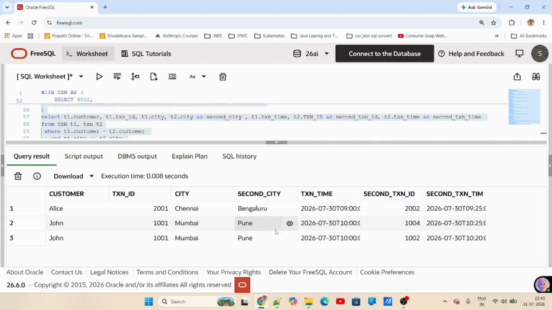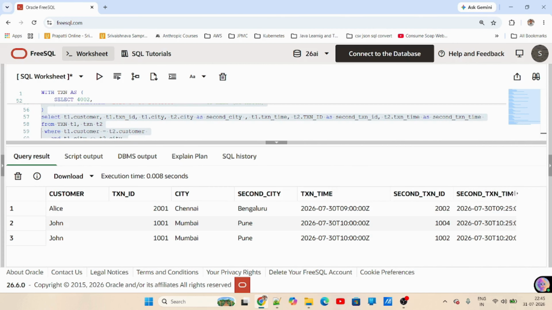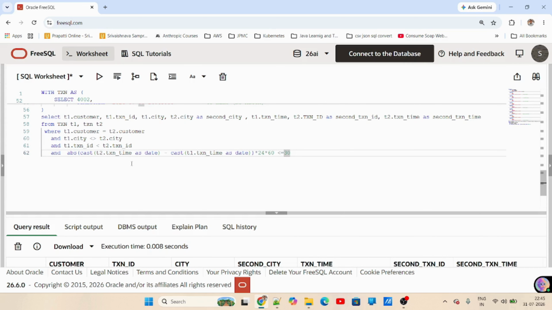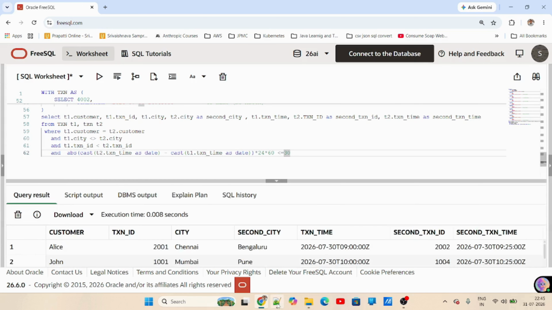Again, Mumbai and Pune, right? 1001 and 1004. Here you can clearly see it is 10, and this is 1025, and there is another transaction of John. This is of the same customer, right? So this is how we were able to flag this. So this is all about the second query.